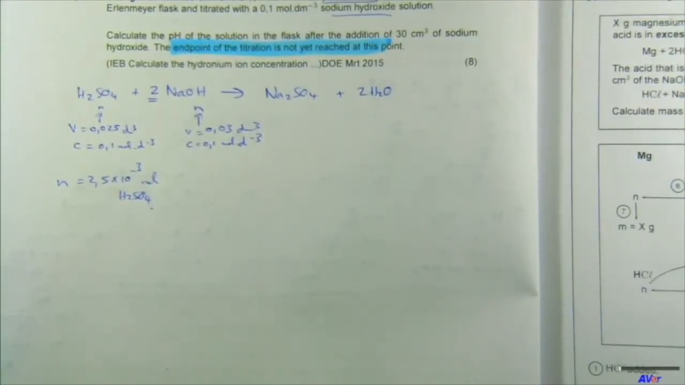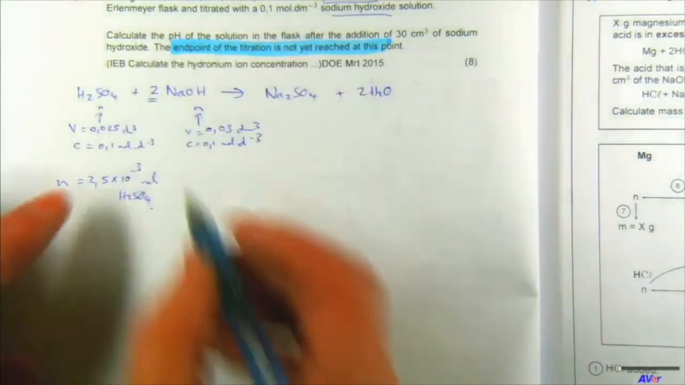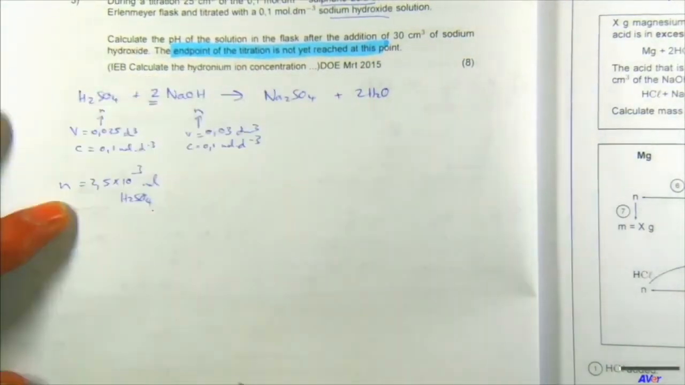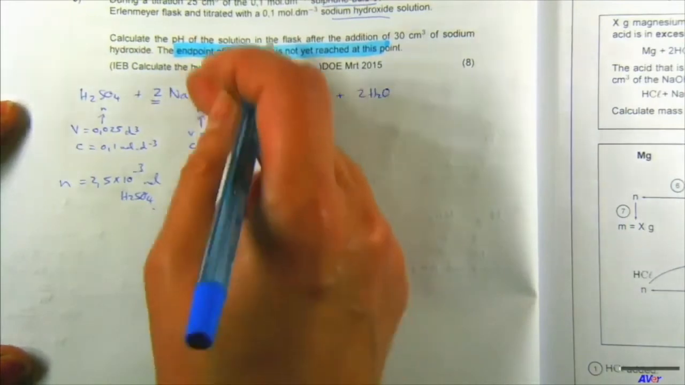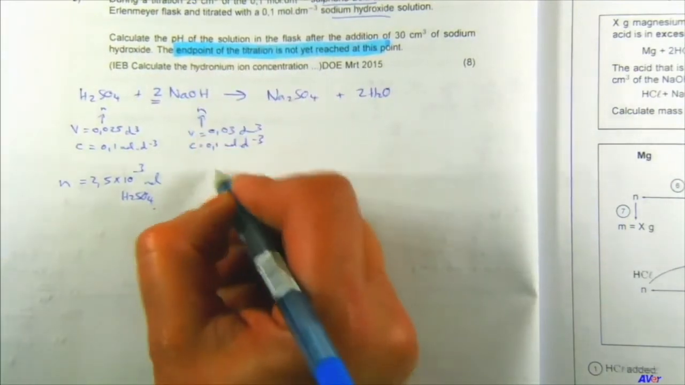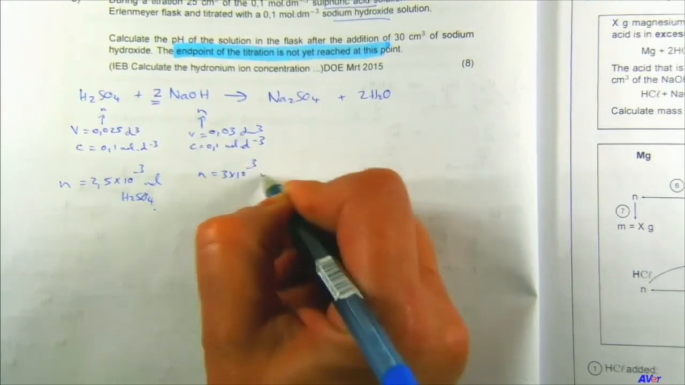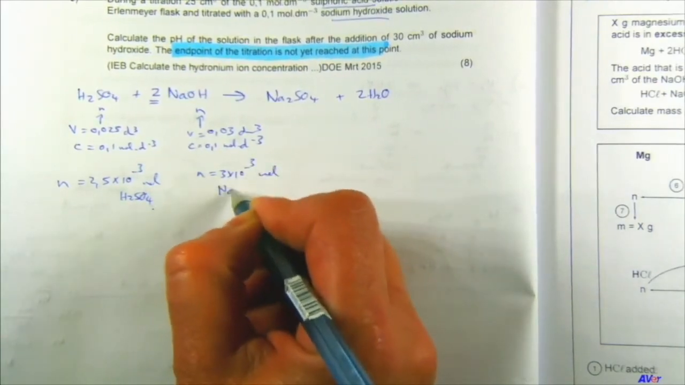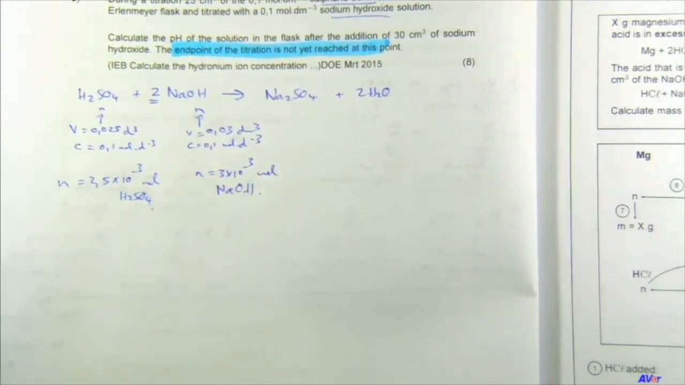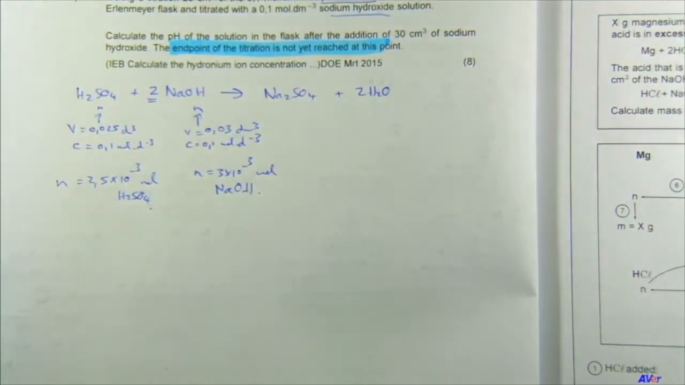Lot better. Right, so we're not going to do it just for a quick discussion. You can work out the moles of this one, and you can work out the moles of that one. You can do that, that's easy. 3 times 10 to the minus 3 moles of NaOH. Right. But now one of them is in excess. So how am I going to determine which one is in excess?